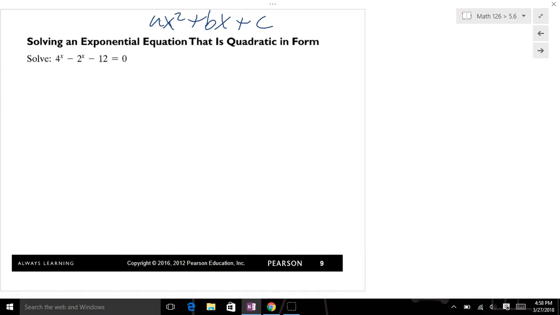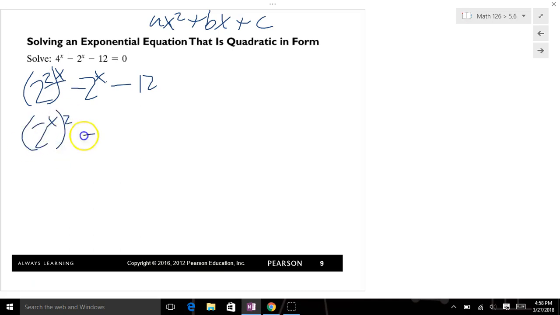So think about this 4 right here. 4 can be written as 2 squared. This is still to the x, minus 2 to the x minus 12. Let me rewrite that another way. Since I'm just multiplying those, I could write it as 2 to the x squared. Alright, so this is some term.